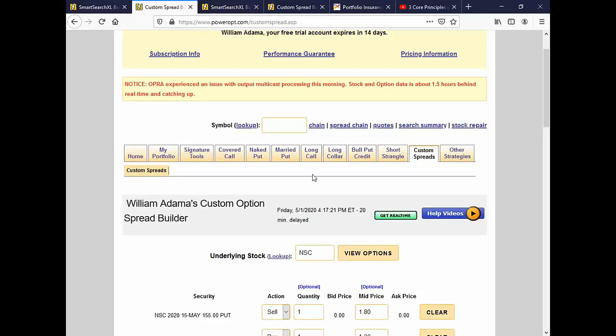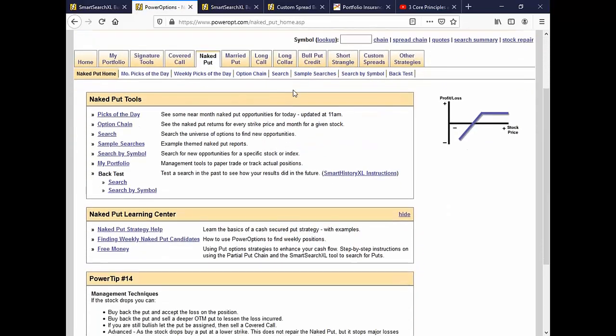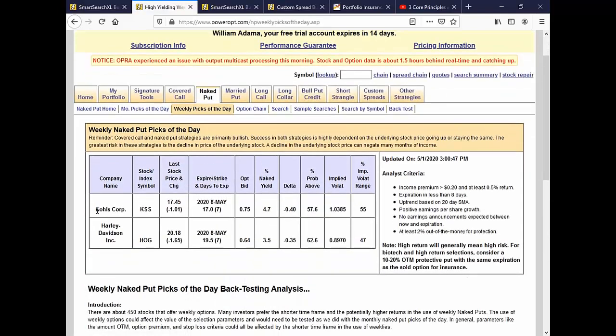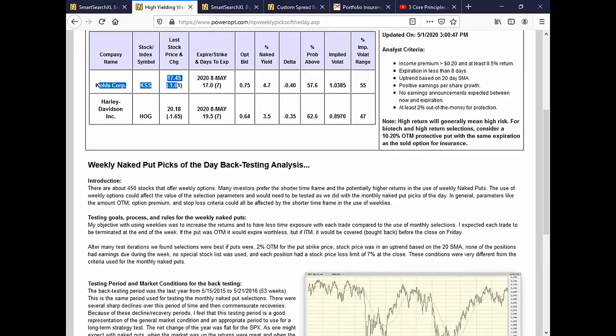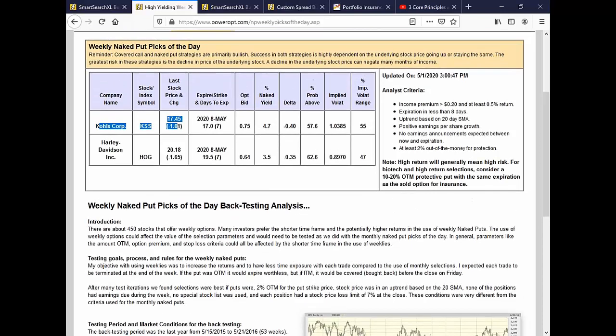Same thing that we saw with the bull put credit spread. If I want to look for naked put positions, I can go directly into the search tool. We have default searches as a starting point. Covered calls and naked puts have something that none of the other strategies do: you have these weekly picks of the day and the monthly picks of the day. This is just a quick field that shows you two or three trades that matched our criteria, with a discussion below. It's the top 2 or 3 results.